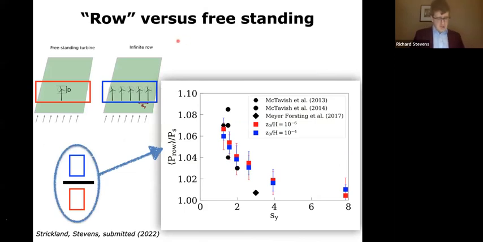So what is given over here is the performance of a freestanding turbine and an infinite row compared. So it's one turbine in the infinite row over one freestanding turbine. So higher means larger than expected for the freestanding turbine. So this would be a beneficial effect. It's a comparison of several wind tunnel experiments as well as several simulations that are performed, as a function of the spanwise spacing between the turbines.